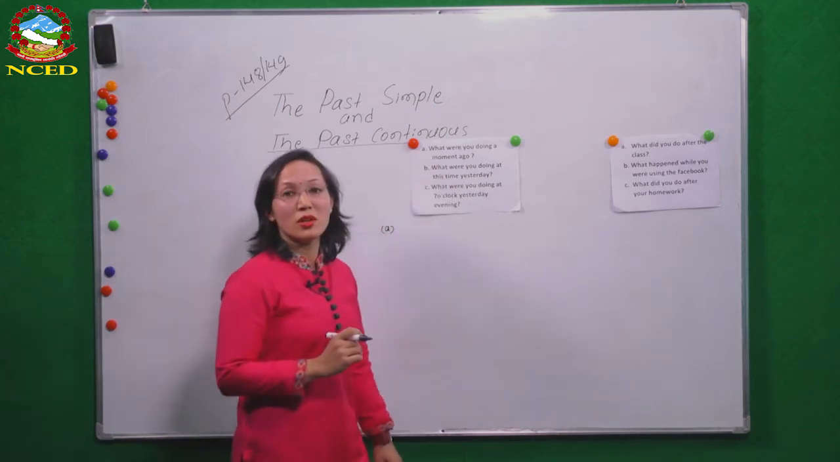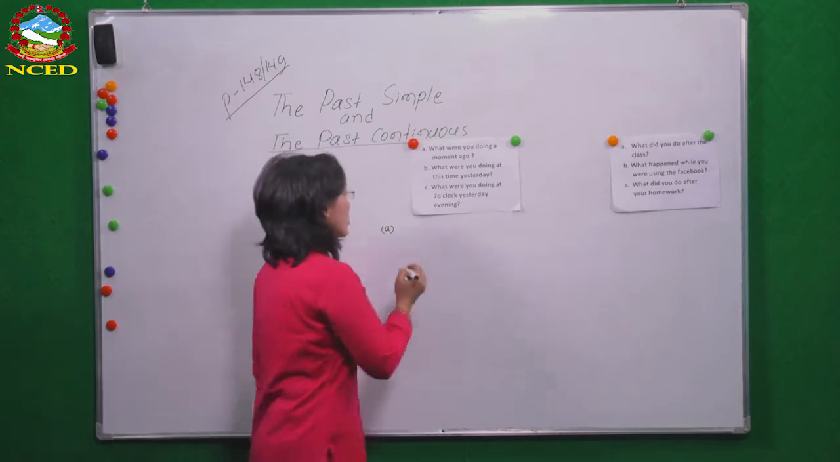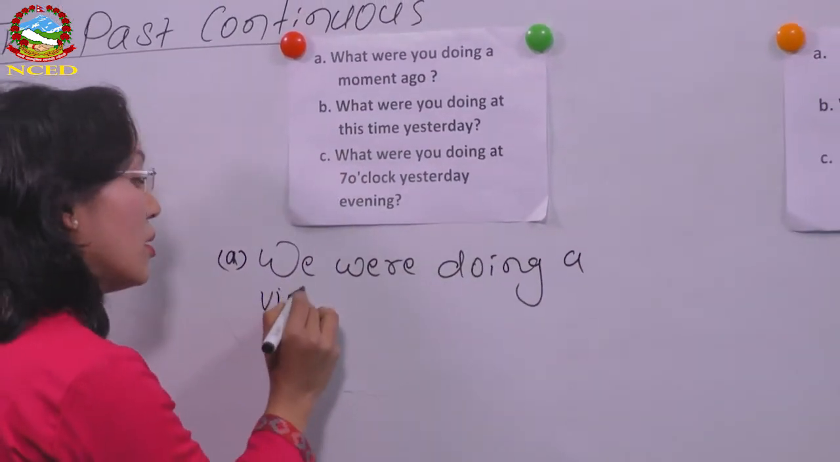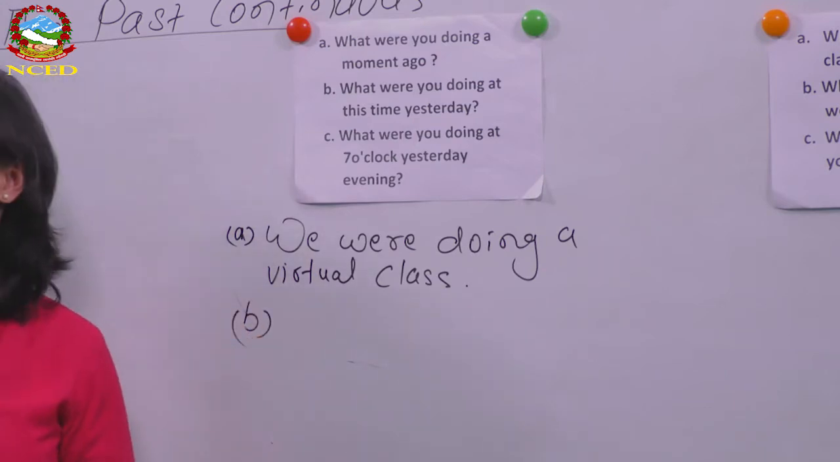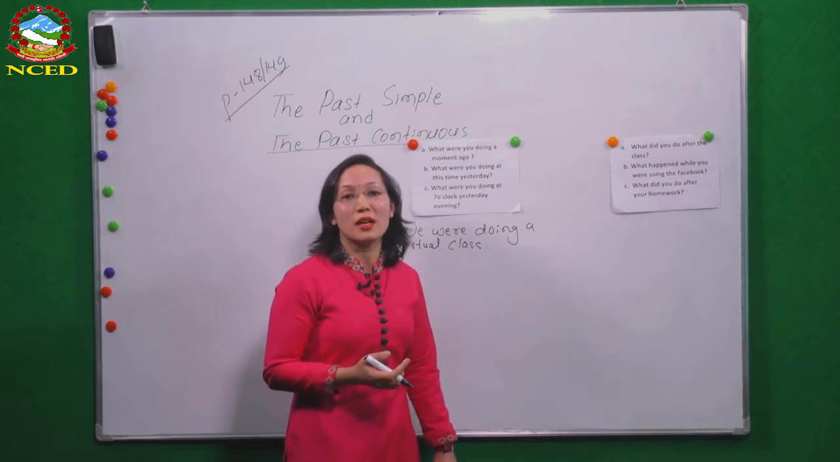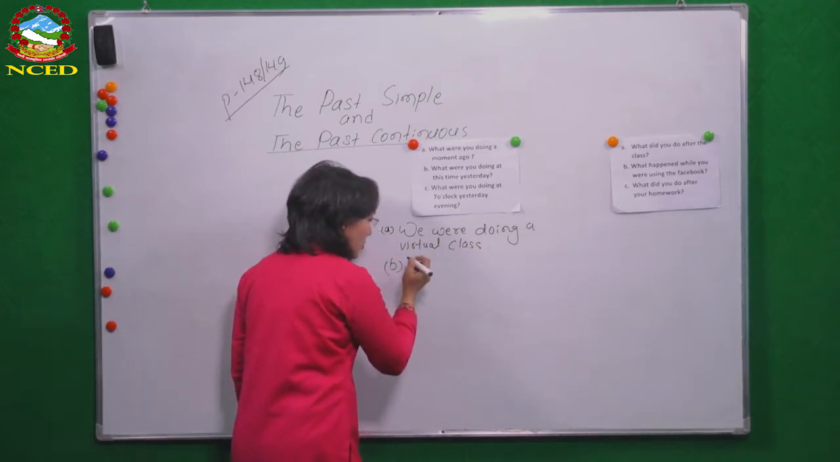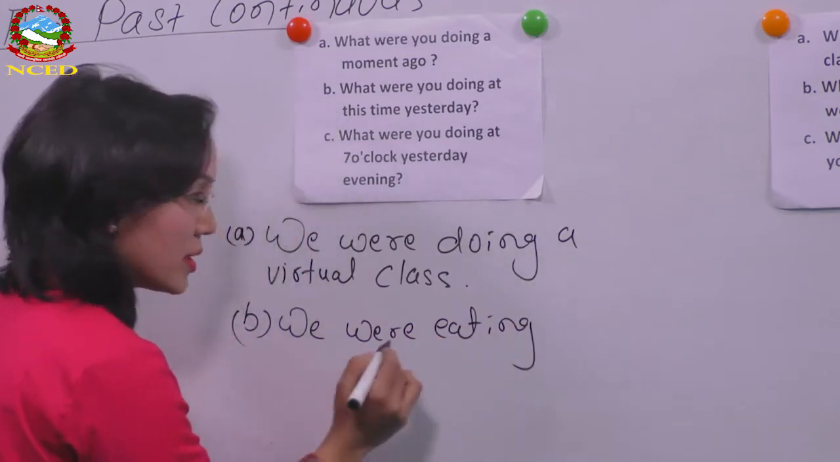What were you doing a moment ago? We were doing a virtual class on science. What were you doing at this time yesterday? The answer may vary. Maybe some of you were sunbathing because it's the winter season. Maybe some of you were eating oranges, or talking with your friends, or watching movies. It could be anything. I'd like to write one of them: I was eating oranges.